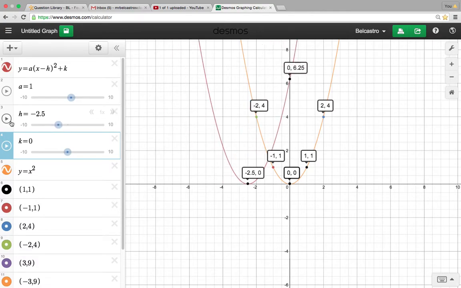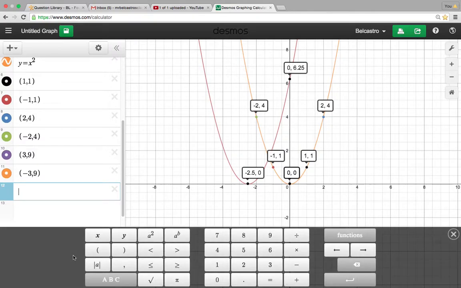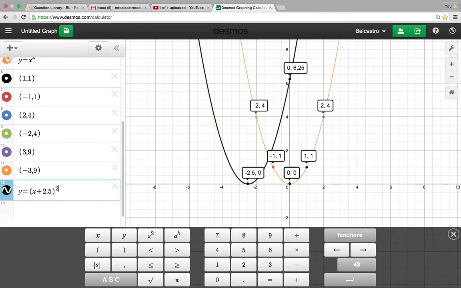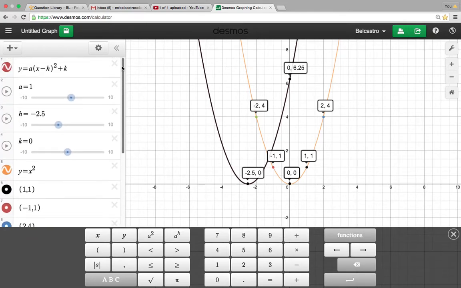There's no real difference. But here's the key. h is negative 2.5. But if I were to plug this in here, that would say x minus negative 2.5. Makes it positive, exactly. So that same parabola, I'm going to draw it out here, y equals (x plus 2.5) squared. And there it is. So the sign inside here is always the opposite of what you think would happen.